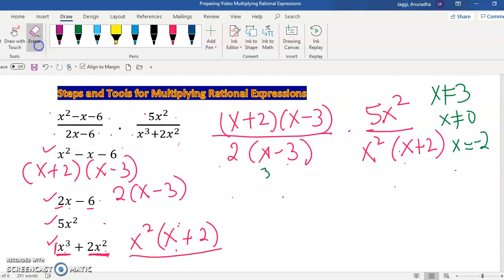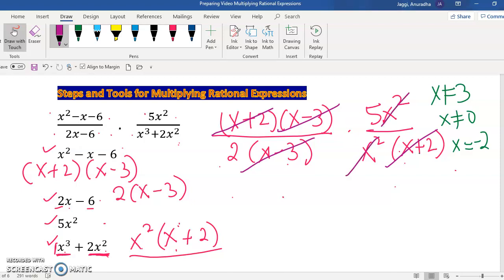Okay, so now I'm going to cancel out all the common factors. x plus 2 gets cancelled with x plus 2. x minus 3 gets cancelled out with x minus 3. And x squared gets cancelled out with x squared. And my final answer becomes, I have only 5 left in the numerator and only 2 left in the denominator. So my answer is 5 over 2.